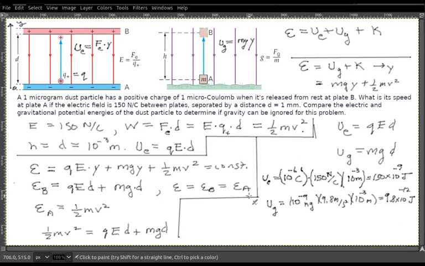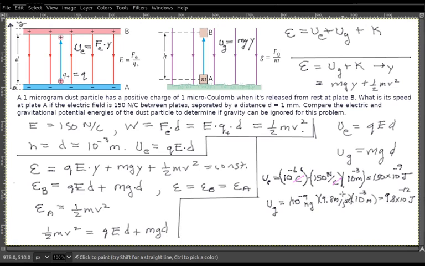Plugging in our numbers, we calculate the electric potential. Here's the charge, 10 to the minus 6 coulombs, times the electric field, 150 newtons per coulomb, times plate spacing. A millimeter is 10 to the minus 3 meters. So coulombs cancel with coulombs. Newtons times meters, force through a distance, is energy, joules. So just combining, I have 150 times 10 to the minus 9 joules.